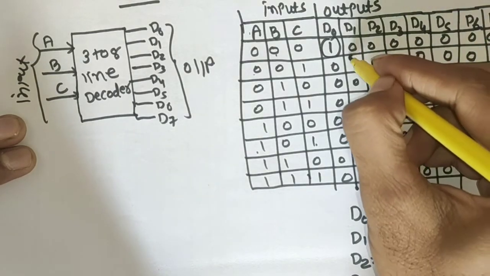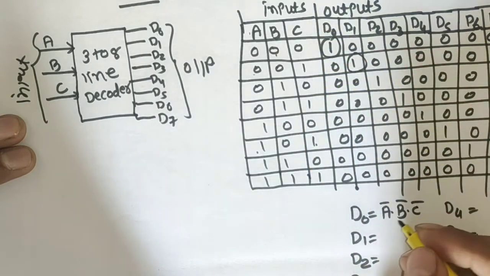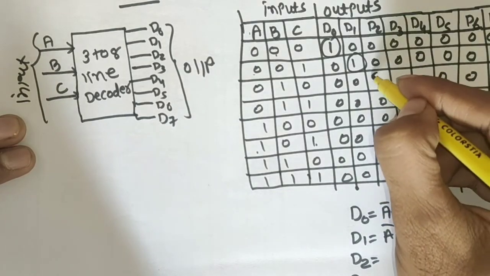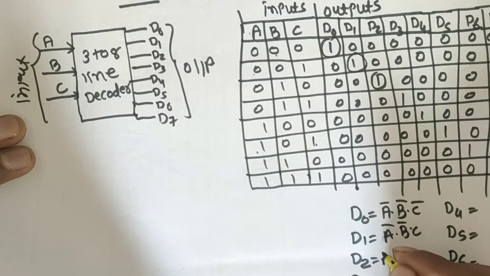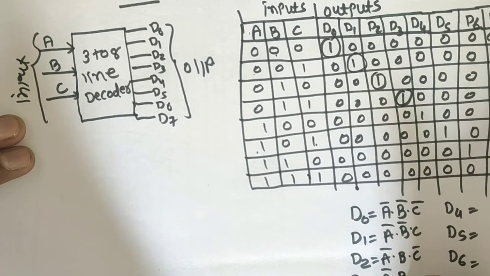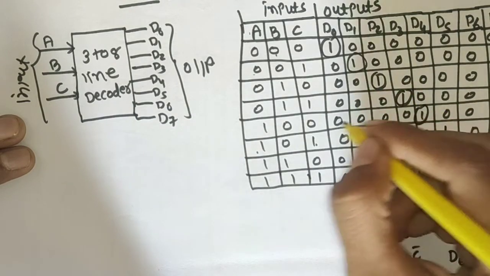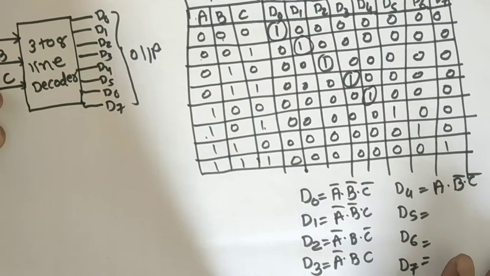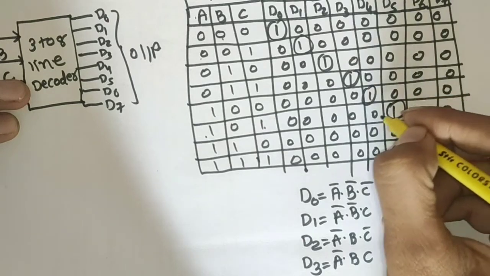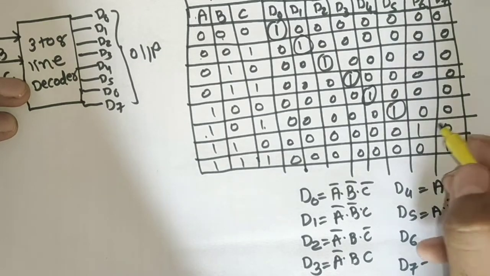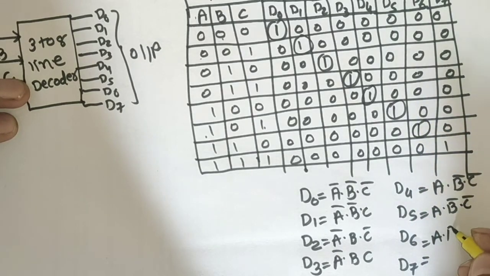Second, D1. D1 is only single time 1. C is 1. So this is A bar dot B bar dot C. This one is 1. So this is A bar dot B dot C bar. For this one, A bar dot B dot C. D4, A dot B bar dot C bar. D5, A dot B bar dot C. A dot B dot C bar. And A dot B dot C.